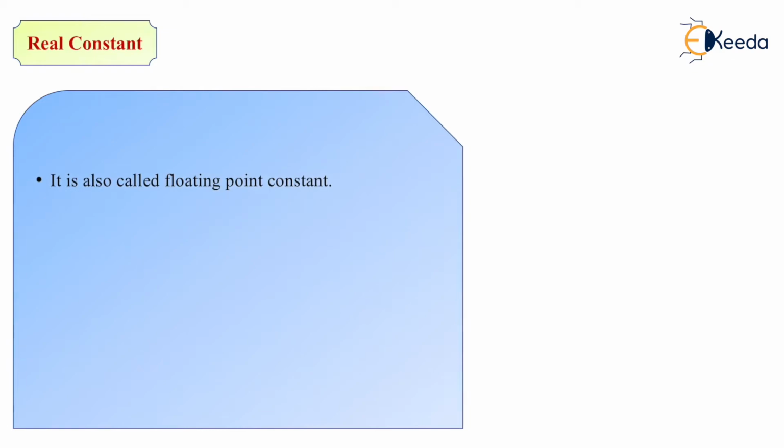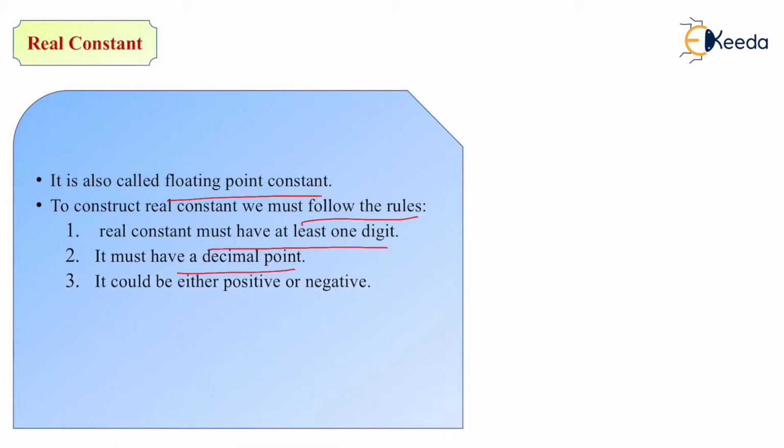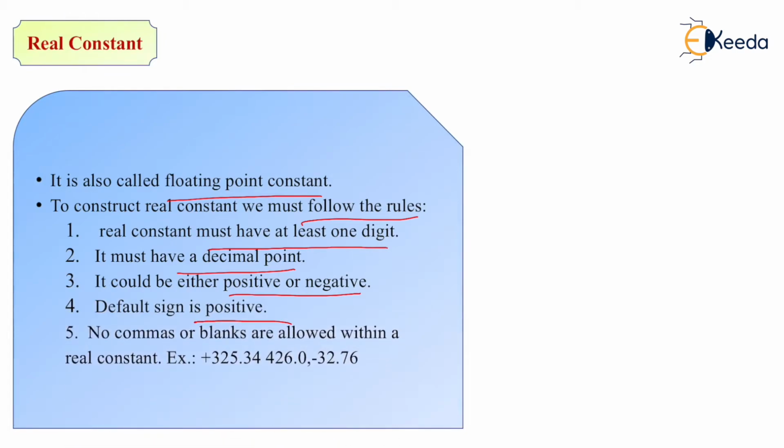Next, real constant. It is also called a floating point constant. To construct the real constant, we have to follow certain rules. First is, it must have at least one digit. Next, it must have a decimal point. Next, it could be positive or negative. Next, the default sign is always positive. Next, no comma or blank is allowed.